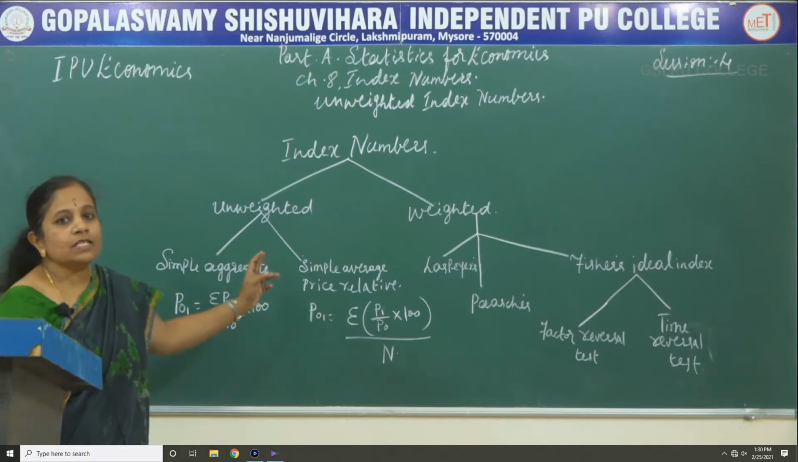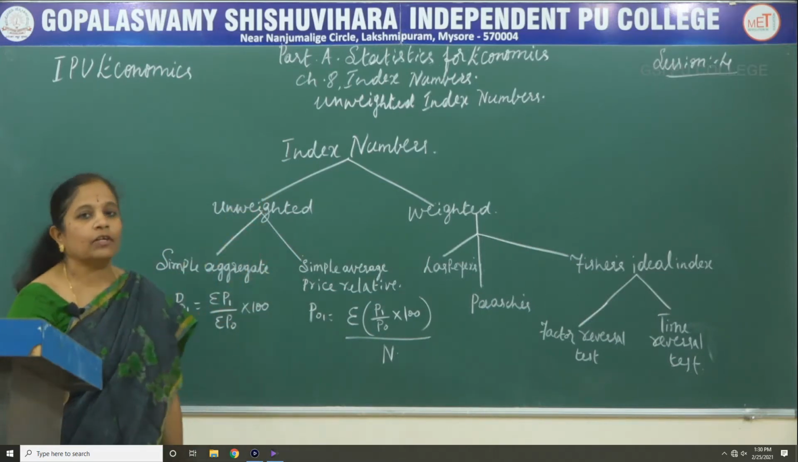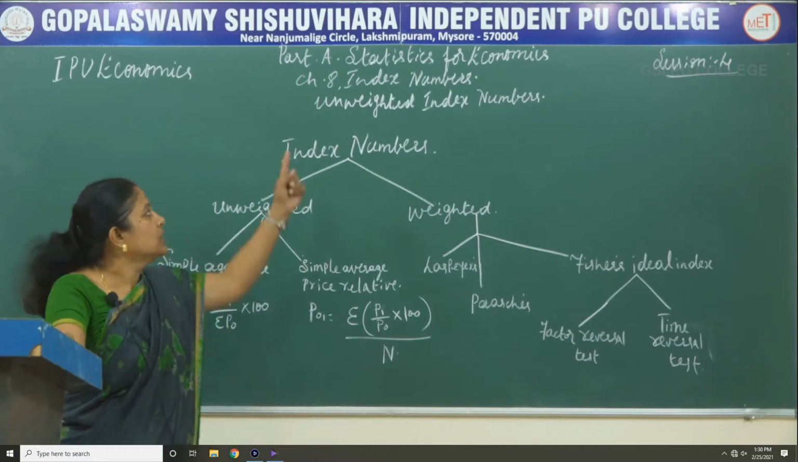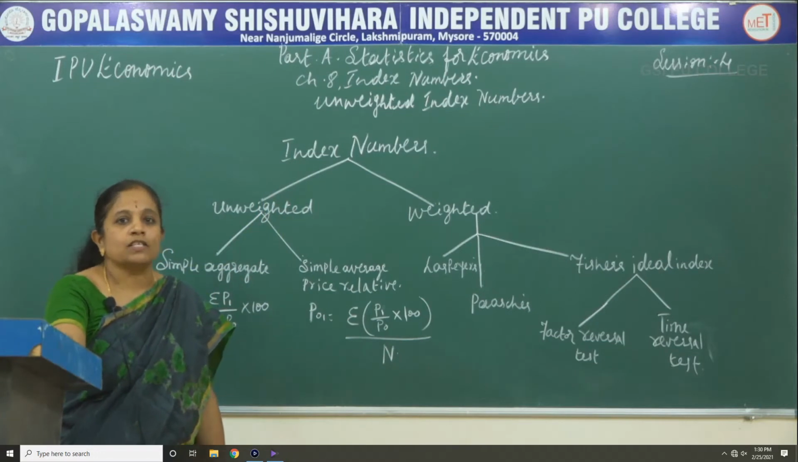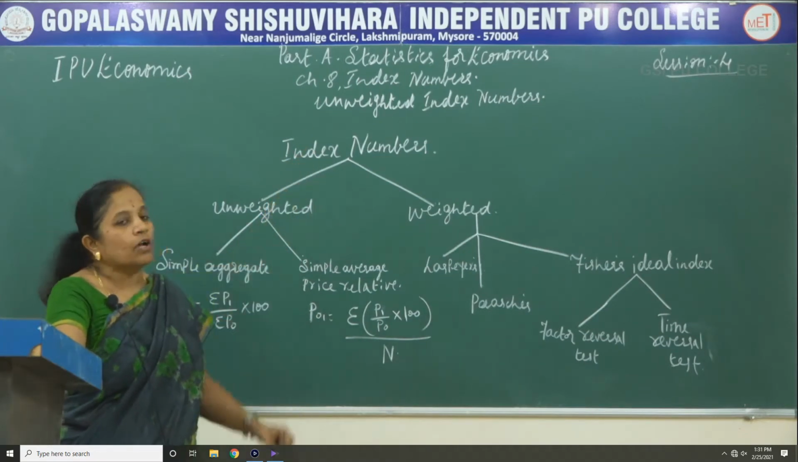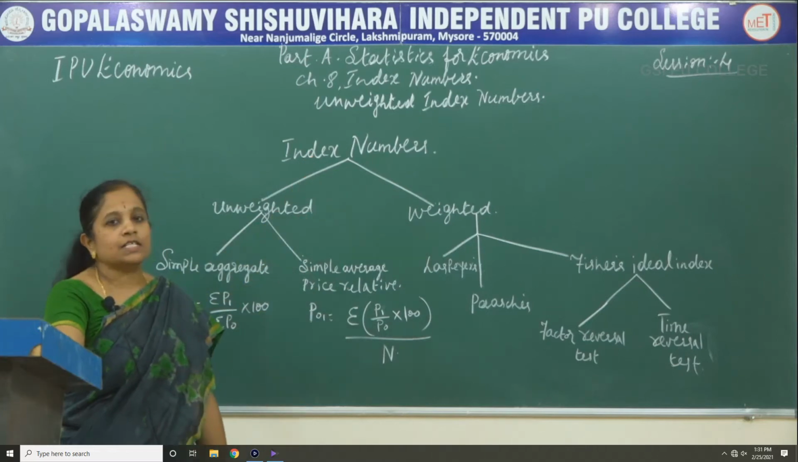In today's session of online learning, let us learn about the calculation of unweighted index numbers under the chapter index numbers. As you all know, we are learning the chapters related to Part A, that is, statistics for economics. So today let us discuss the unweighted index numbers.